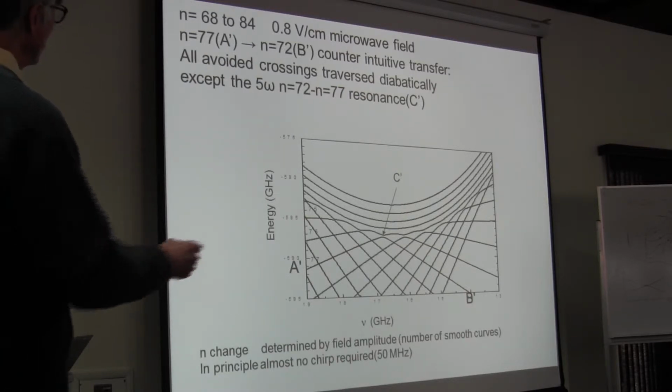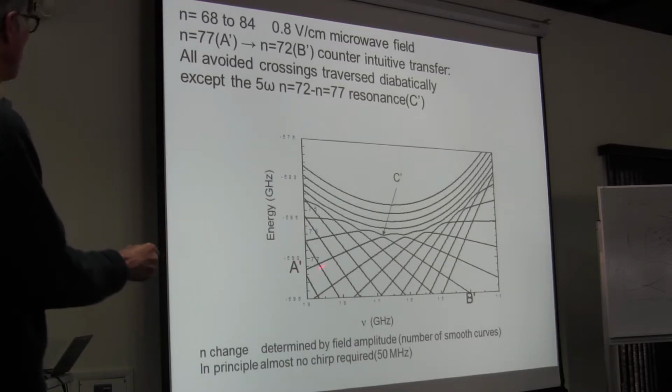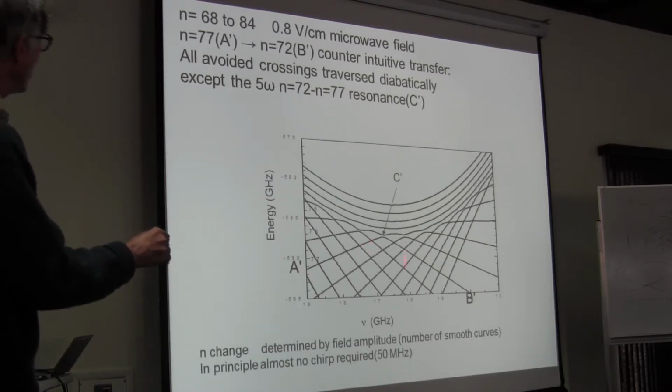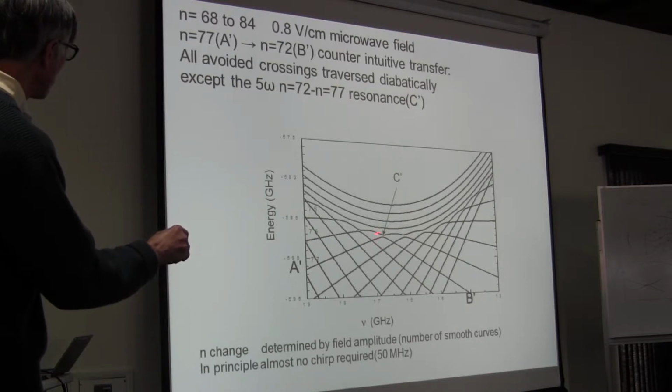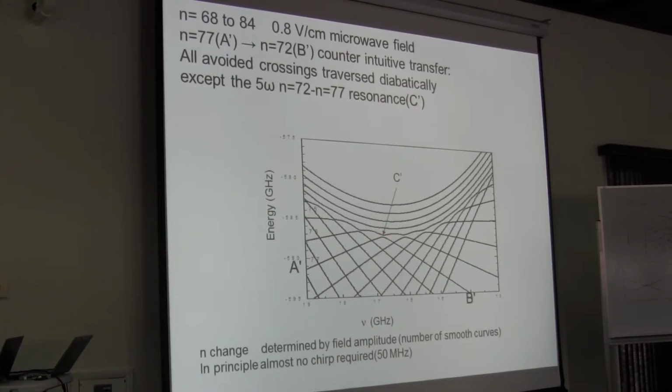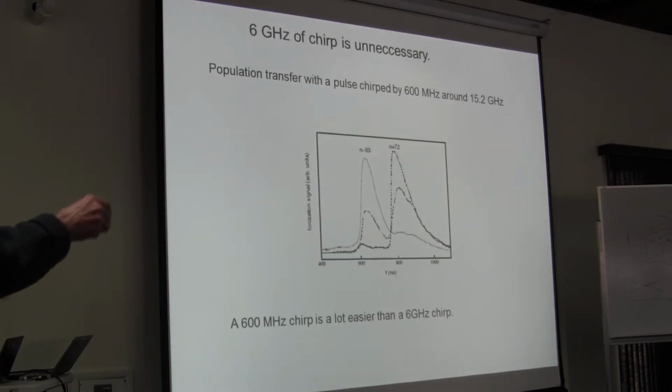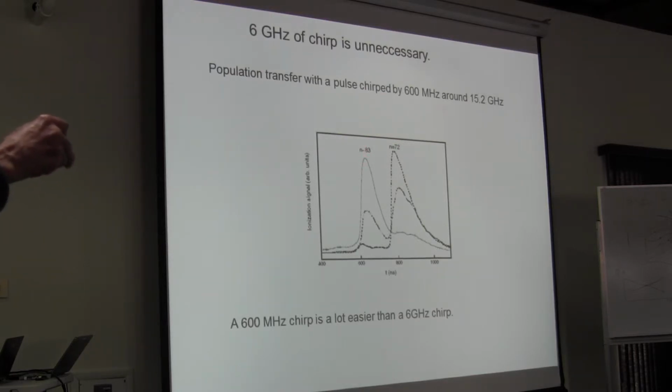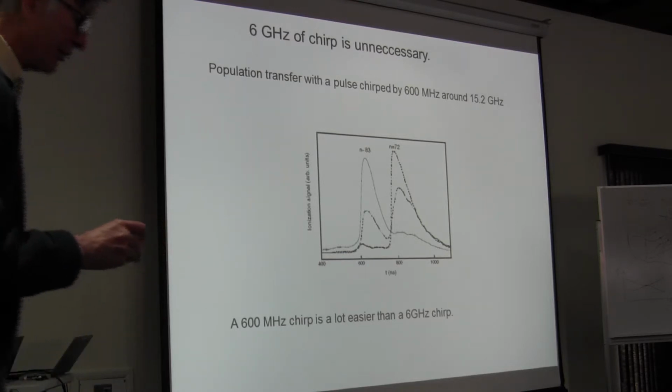The other interesting thing is I don't need this whole chirp, right? I went through all of this stuff diabatically. All I really need to do is to go from about here to here. In principle, you should be able to do this with 50 megahertz. Well, we couldn't do that, but actually, we could transfer atoms from n equals 72 to 83 with a chirp of only 600 megahertz, which is a lot easier than 6 gigahertz.